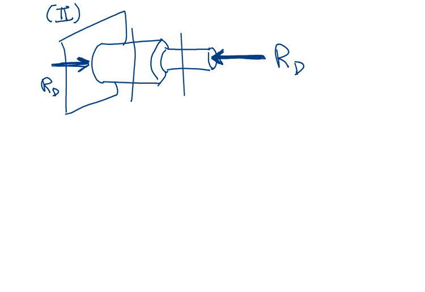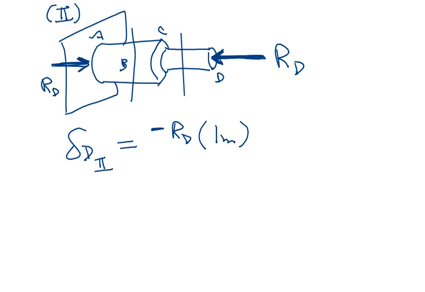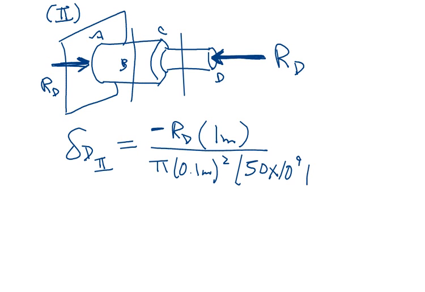So delta at D of this part is PL over AE, where each internal force P is a negative RD, right? And now length, I just used that whole length, A, B, C. So 0.5 and 0.5 is 1 meter, over A, that's pi times 0.1 meters squared. And E was 50 gigapascals, 50 times 10 to the 9th pascals.